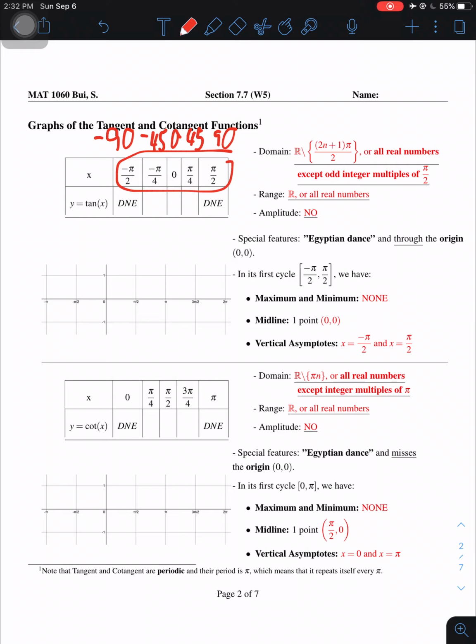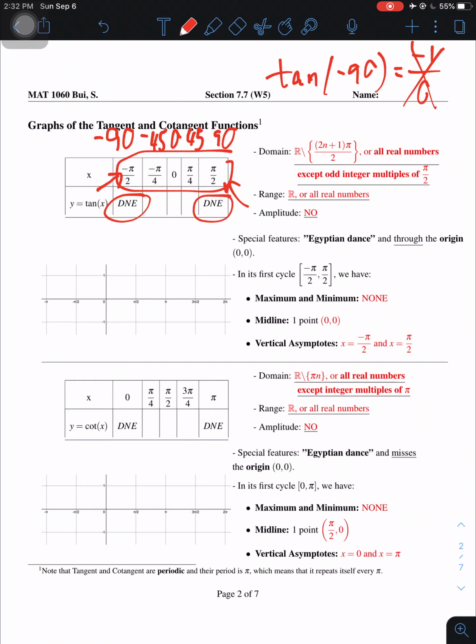Okay, so notice that if you plug tangent of 90 degrees or -90 degrees into the calculator, it will show you error, right? That is because sine of -π/2 is -1, but cosine of -π/2 is 0, right? If you were to get tangent of -90, you're going to get -1 divided by 0, and because we have a 0 on the bottom, this is undefined. That's why we have the word DNE in there.